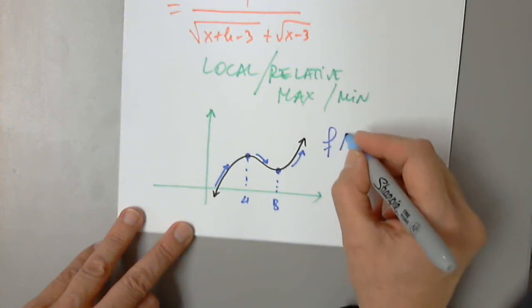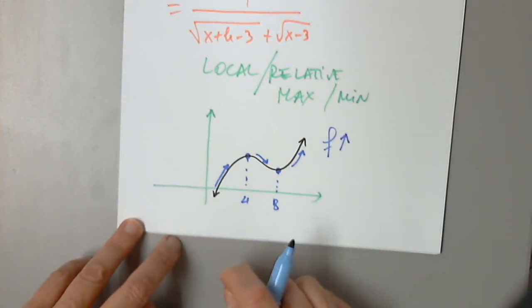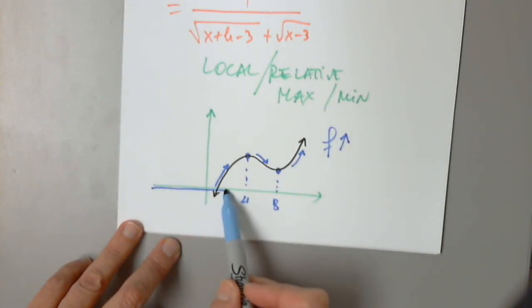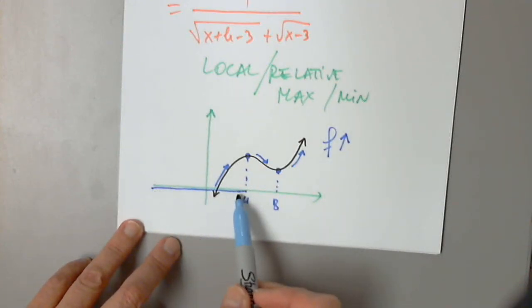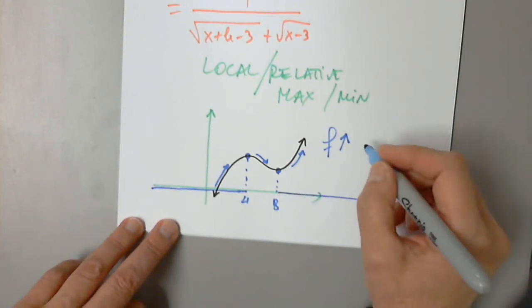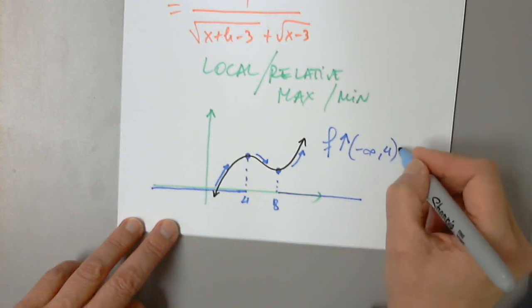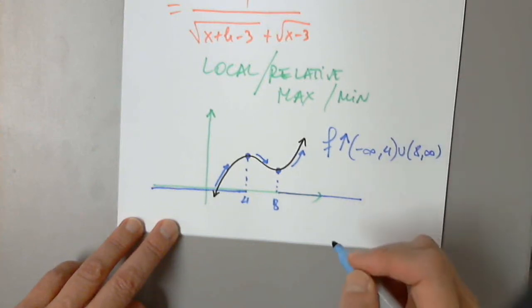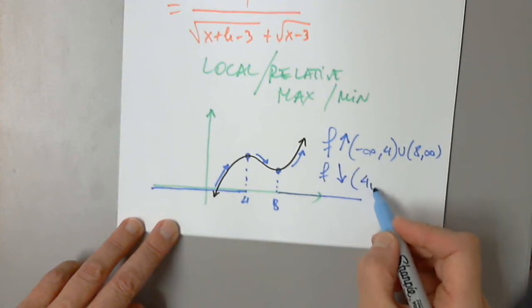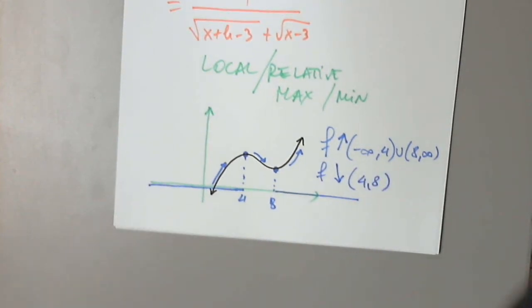The function increases, not from what value to what value, but for any x value between negative infinity and 4, and for any x value between 8 and infinity. So negative infinity to 4 union 8 to infinity. And the function decreases on the interval 4 to 8. Notice that I did not use brackets. We're talking about the trend.